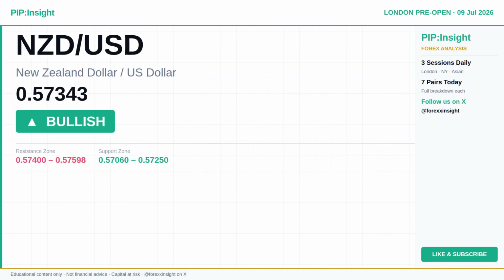Kiwi dollar. The chart is showing bullish structure on this session. The 4-hour trend is to the upside and the 1-hour is also pointing higher. Resistance is marked between 0.574 and 0.57598. Support is marked between 0.5706 and 0.5725. Here is the full chart breakdown.